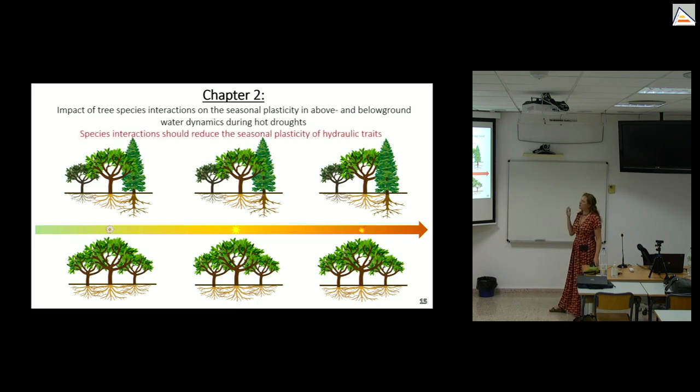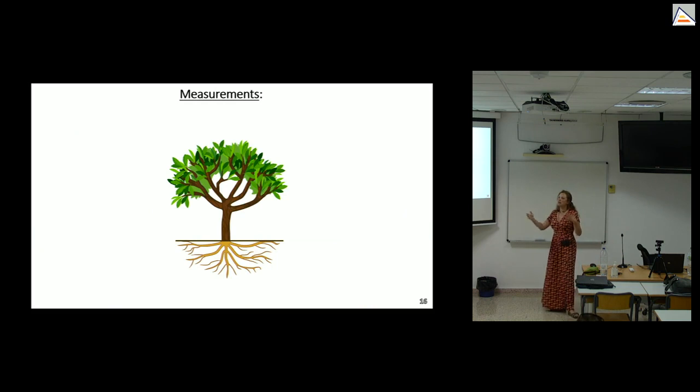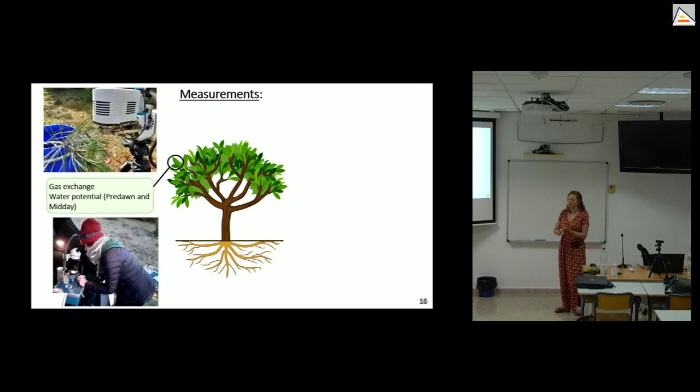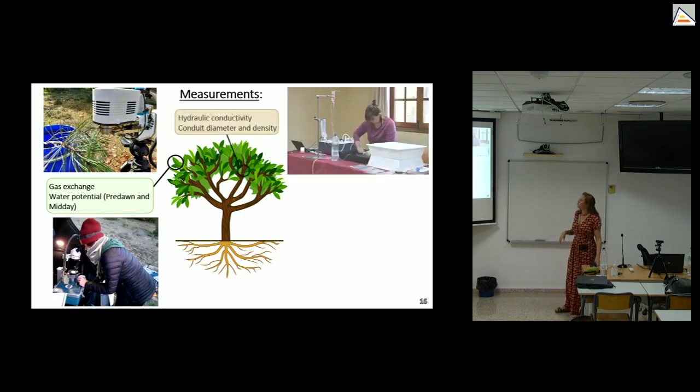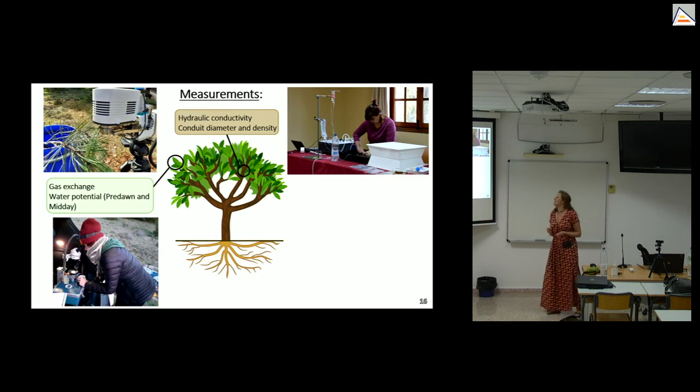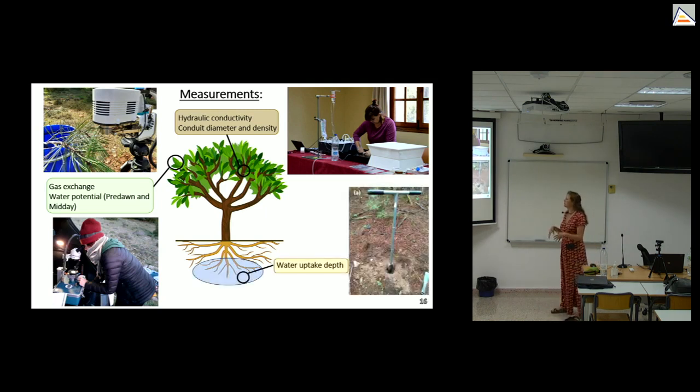To be consistent with the chapter, my main hypothesis is that the species interaction should reduce the seasonal plasticity that I will observe for the hydraulic traits. And to be consistent with chapter 1, I measure quite similar hydraulic traits. So at the leaf level, I measure again the stomatal conductance and the water potential at pre-dawn and midday. At the wood level, Luna and Alberto measure the hydraulic conductivity, and I will measure the conduit diameter and density. And my main measurement is the measure of water uptake depth using a dual stable isotope method.